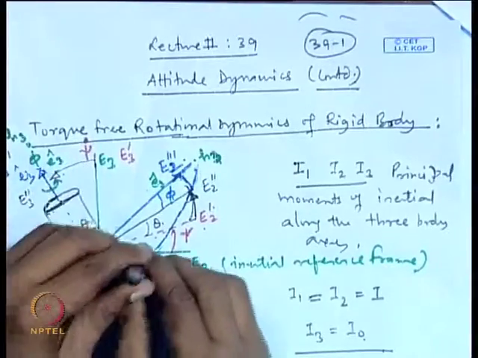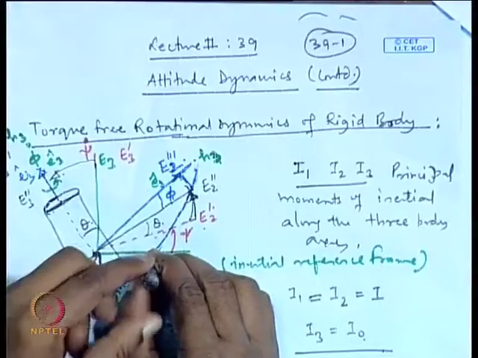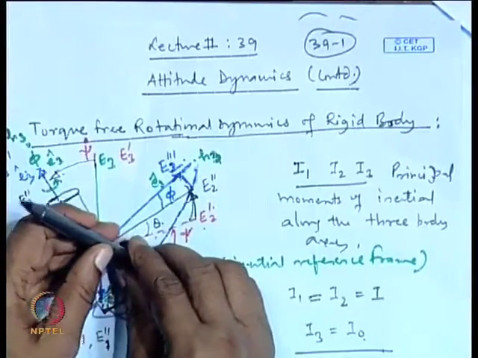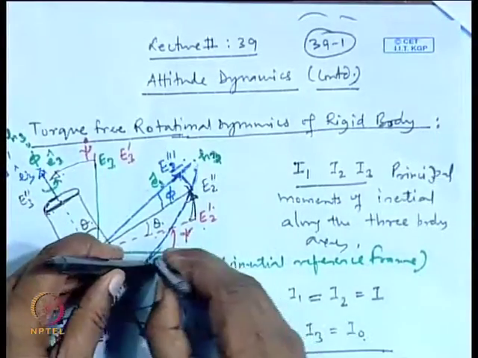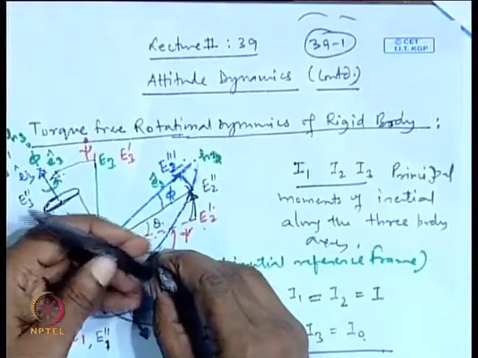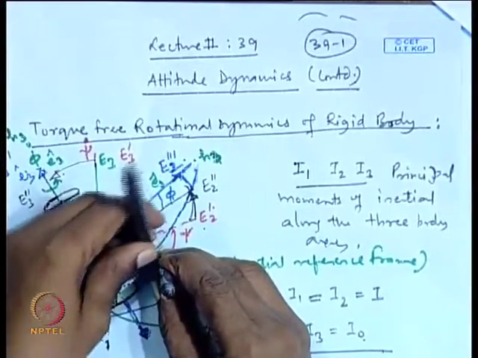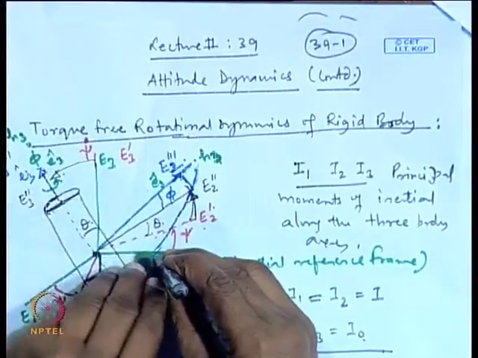So, say this is the main axis along which the psi dot we are showing here, and the body is rotating about this. This is our main axis, and the body is rotating about this axis. It is having the spin about this x, and then also it is precessing around this. Okay.